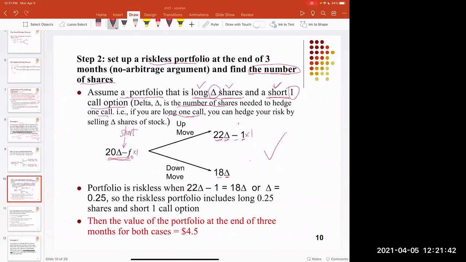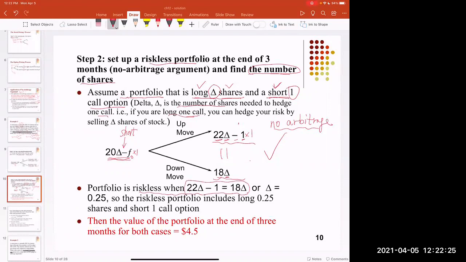And since we assume no arbitrage, that means the value at the expiration day, these two values should be equal. So no matter if stock price goes up or down, you get the same value. Okay, so that's called no arbitrage. If it's not equal, then you're going to have a profit, right? You're going to have an arbitrage. But here is the no arbitrage assumption. So the value of the portfolio at the expiration day when stock price goes up or down should be equal. So we can set up the equation 22 delta minus 1 equals 18 delta.